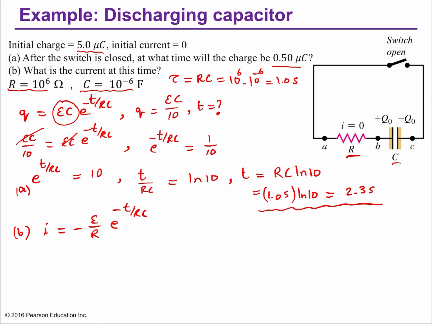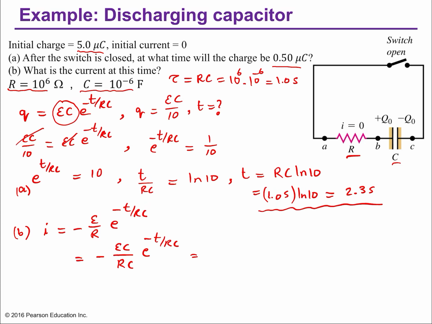And instead of going and finding the value of E, which you can do, I already have the values that I want. So I multiply the right hand side of the equation, the top and bottom, by C, so I get minus EC divided by RC e to the power minus t divided by RC. Now I have those values.